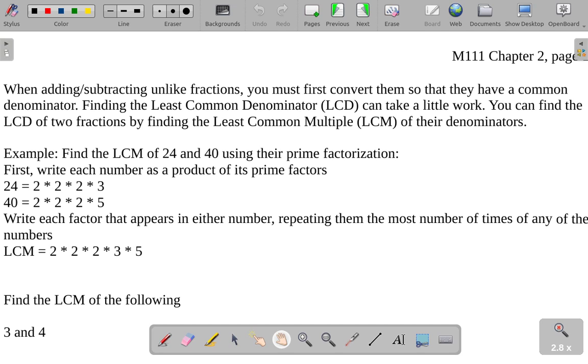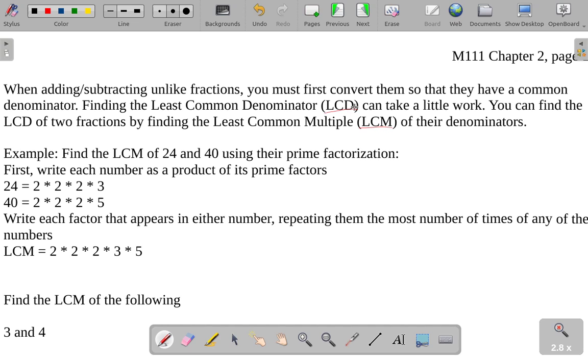Alright, when adding or subtracting unlike fractions, unlike meaning they have different denominators, you have to convert them to a common denominator. We're going to use something called the least common denominator. This is essentially the smallest number that will work. This is called the least common multiple, or the least common denominator.